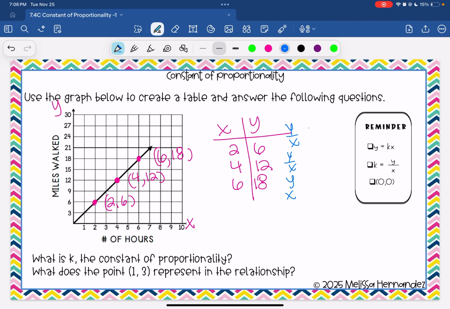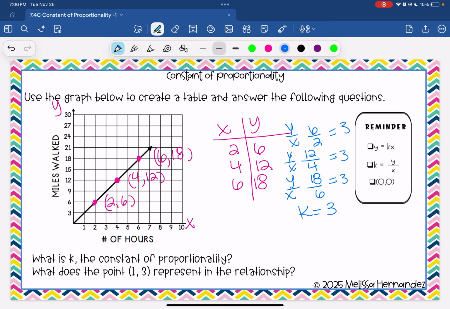The first y over x is 6 over 2. The next one is, oops, I messed up. The next one is 12 over 4, and then the final one is 18 over 6. When you simplify them, they're all 3. So in other words, our constant of proportionality is 3.